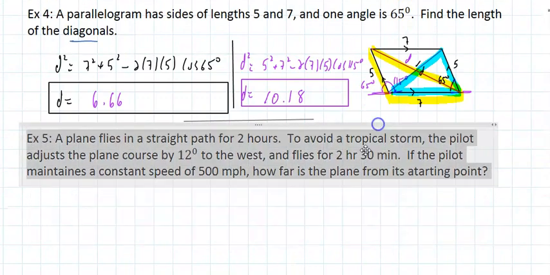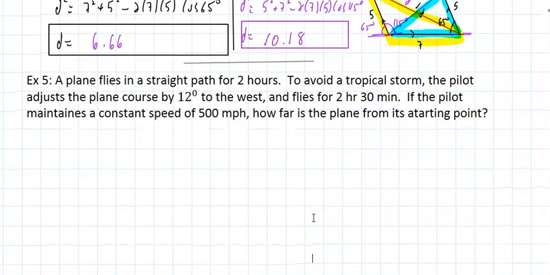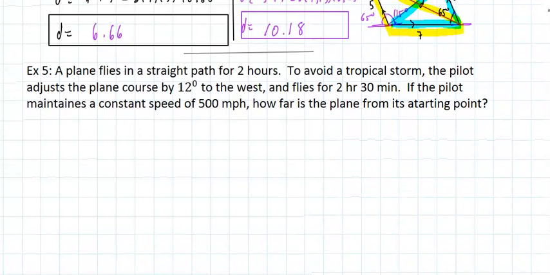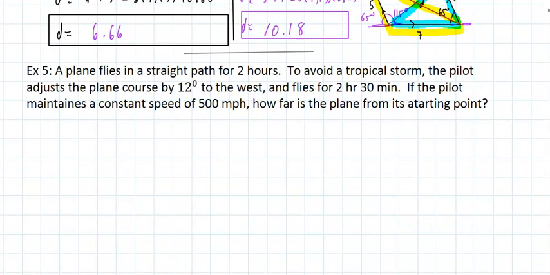The next problem up. A plane flies in a straight path for 2 hours. To avoid a tropical storm, the pilot adjusts the plane's course by 12 degrees to the west of whatever direction they're flying in. So let's say initially they're flying in this direction. That's the direction of the plane.